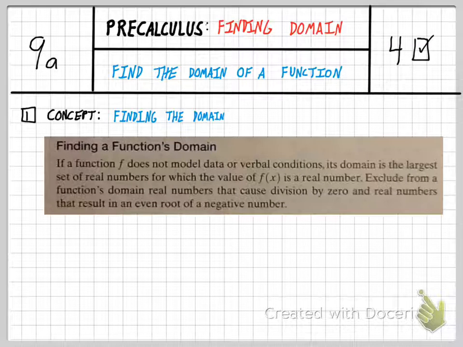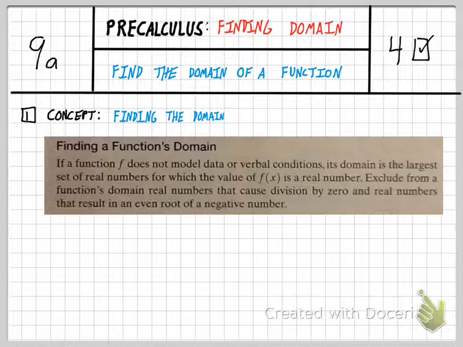This is Precalculus Concept 9a, finding the domain of a function. We've got 4 boxes. The first box here is pulled from your book, and it talks about what to be thinking about when you're finding the domain of a function. And there's 2 things in particular here that are especially important.